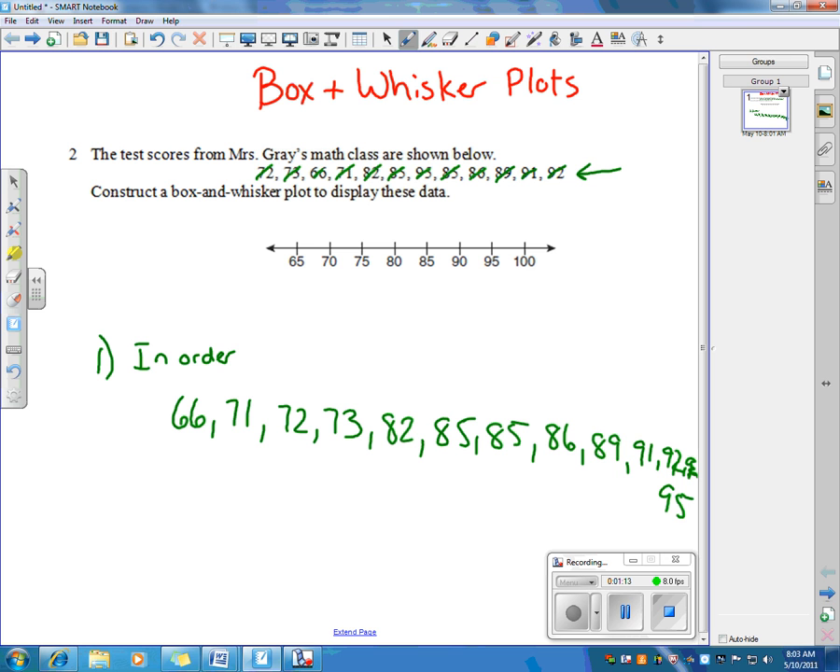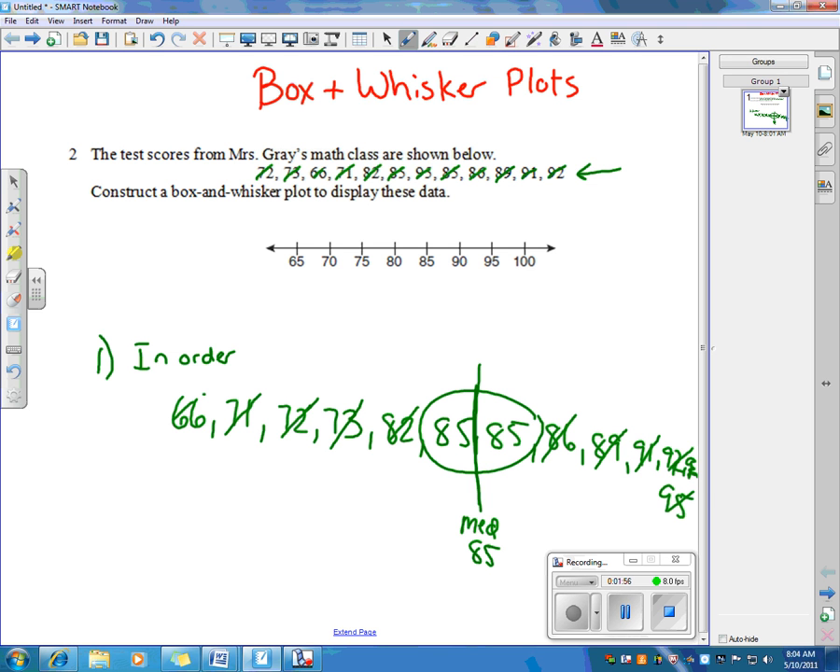Now, we have to go through, and what we're going to need to do is figure out where our median is, where our middle value is. So I'm going to just put little marks through them, one at a time here. 92, 72, 91, 73, 89, 82. Now our 2 in the middle is 85, so that means our median, our middle value, will be right in the middle of here. So our median will be 85. So that's going to be important.